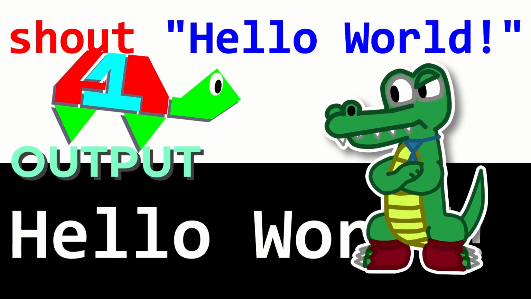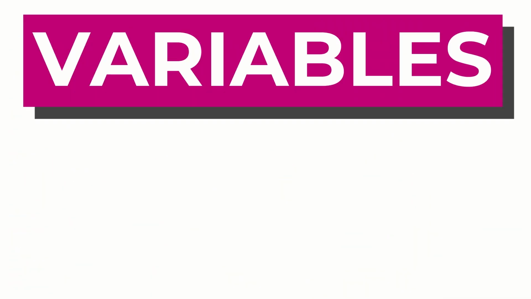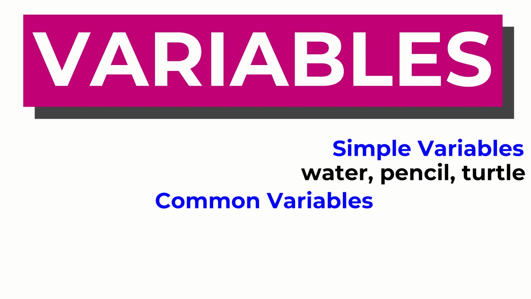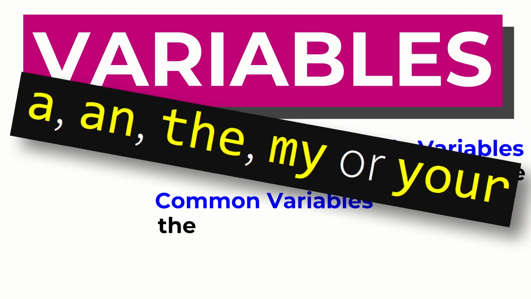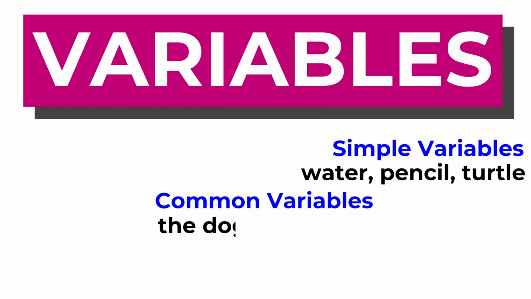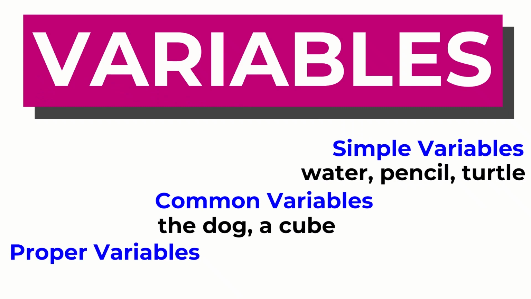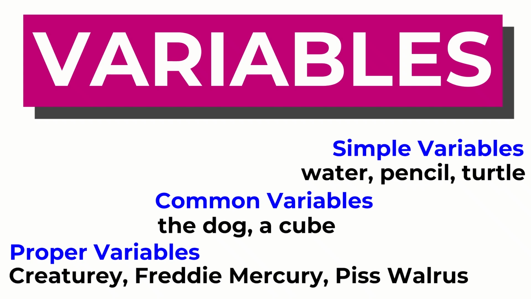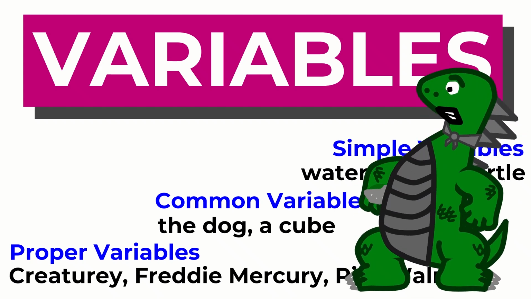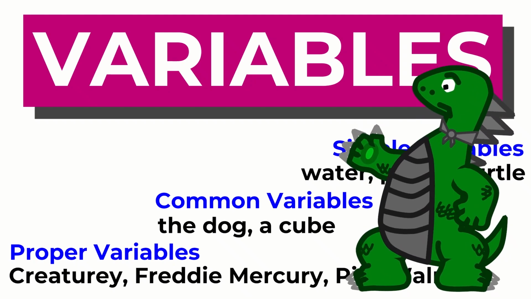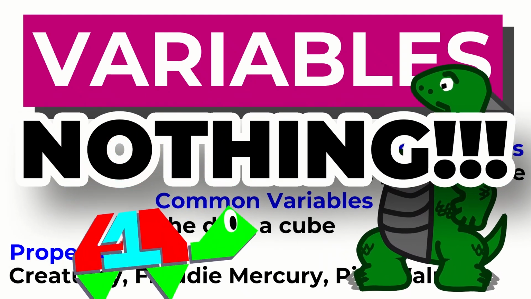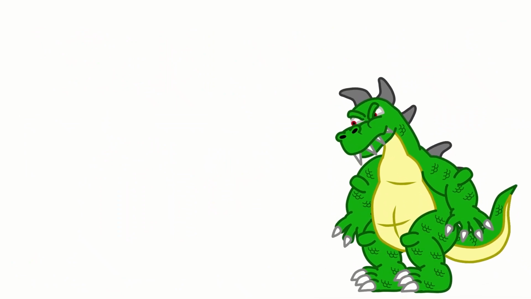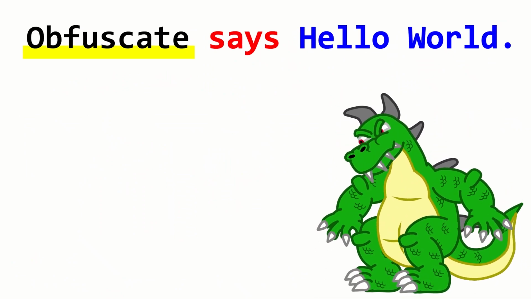Well, we can write a more poetic version of this program by using variables. There are 3 kinds of variables in Rockstar. Simple variables contain only lowercase letters. Common variables start with one of these words, followed by a space and then the variable name. Finally, proper variables must start with uppercase letters, and they can include spaces. So, what's the difference between all of these variable types? Nothing!